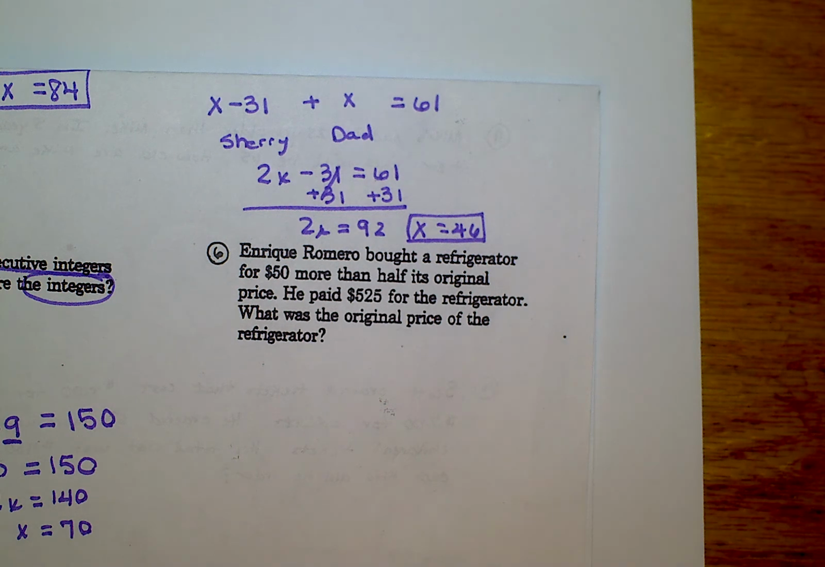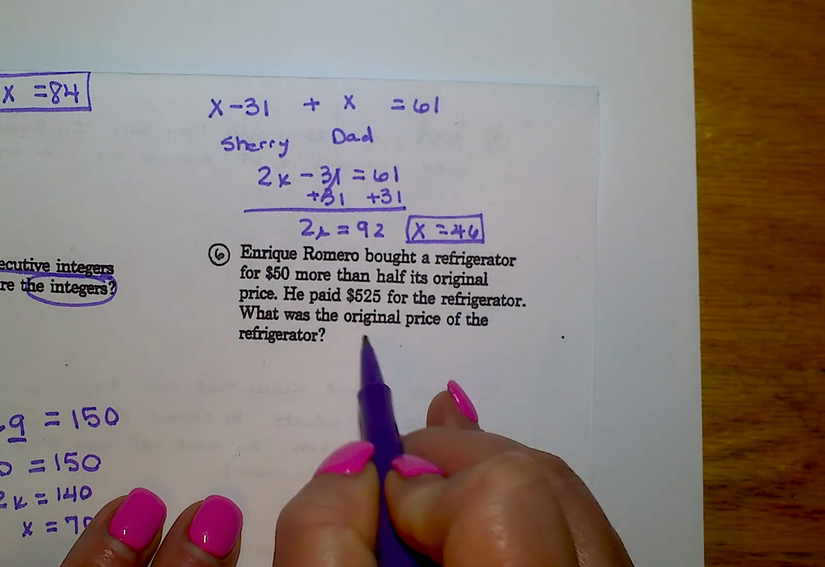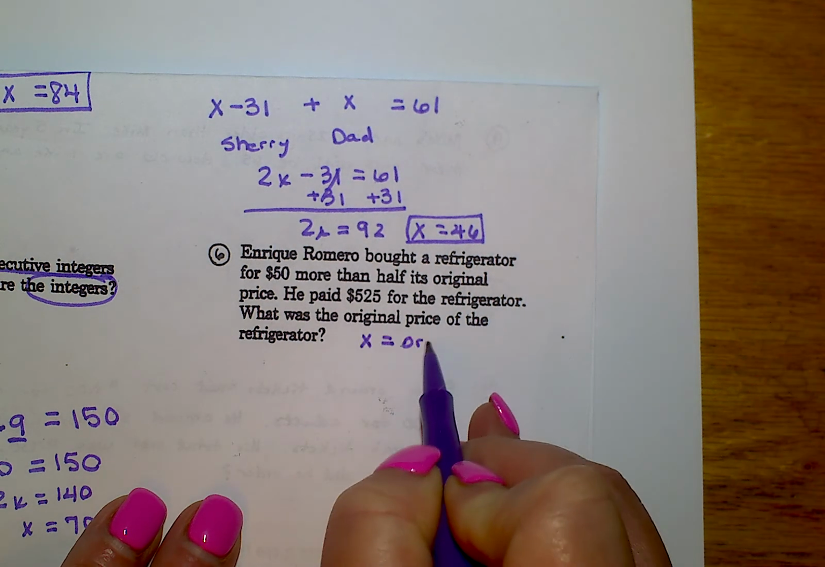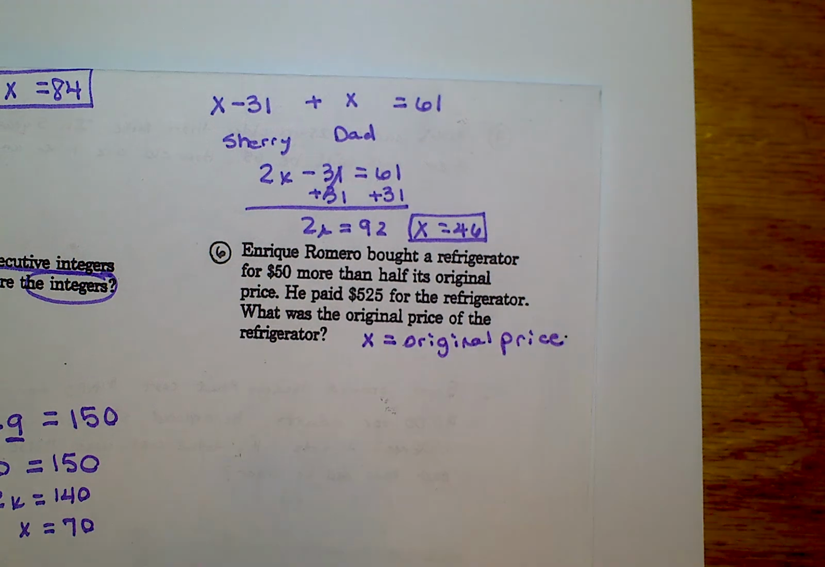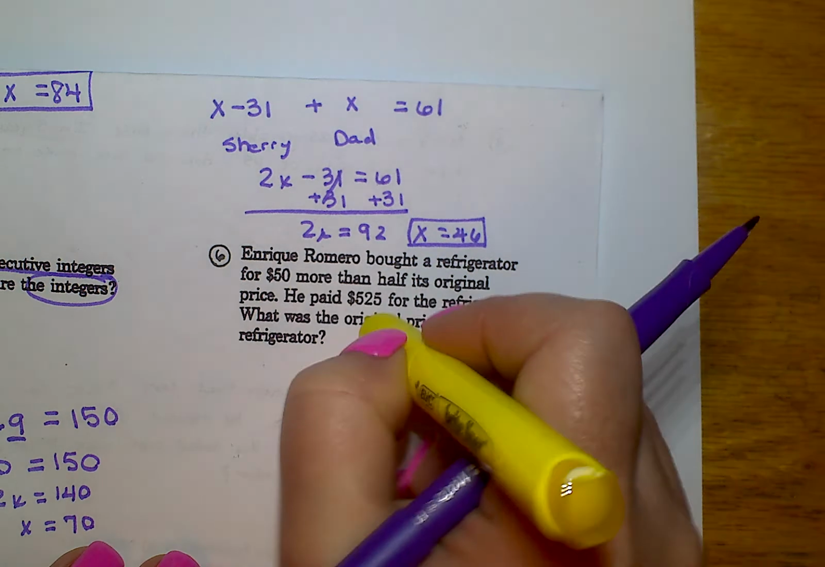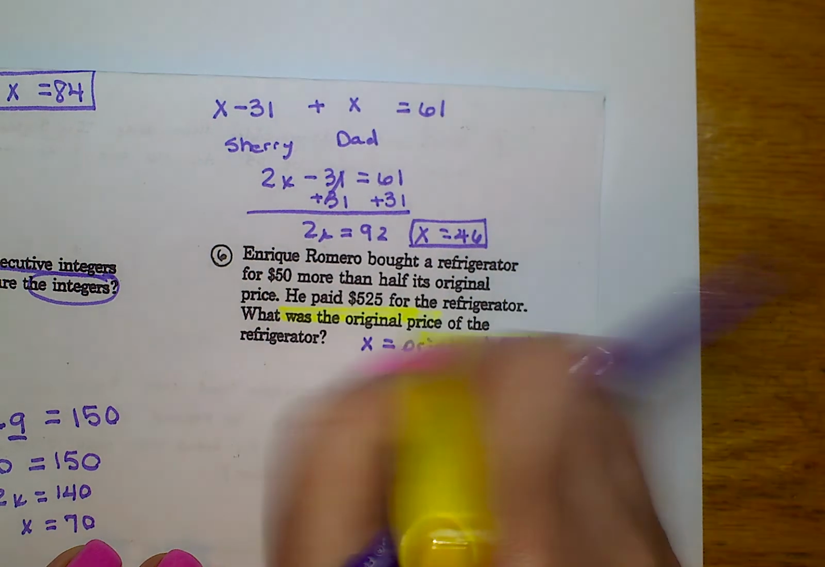Enrique Romiero bought a refrigerator for $50 more than half the original price. He paid $525 for the refrigerator. What was the original price? So my X this time is going to be the original price of the refrigerator. Your X is always the question.